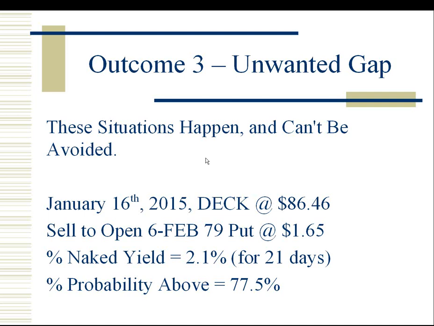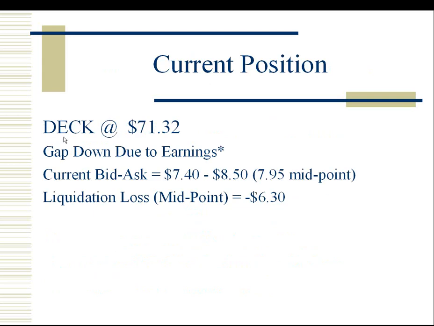Of course, today, the current position, Deckers Outdoors, is around $71.32. We're roughly $7.70 in the money on our 79 strike put that we sold. This was a gap down due to earnings. I put the asterisk there because, as Butch mentioned, and as we mentioned last Wednesday, when we run our search in Power Options, we always select to avoid stocks that have that earnings date between now and expiration. We wanted to see if there's any potential here for management in these scenarios, which do happen.